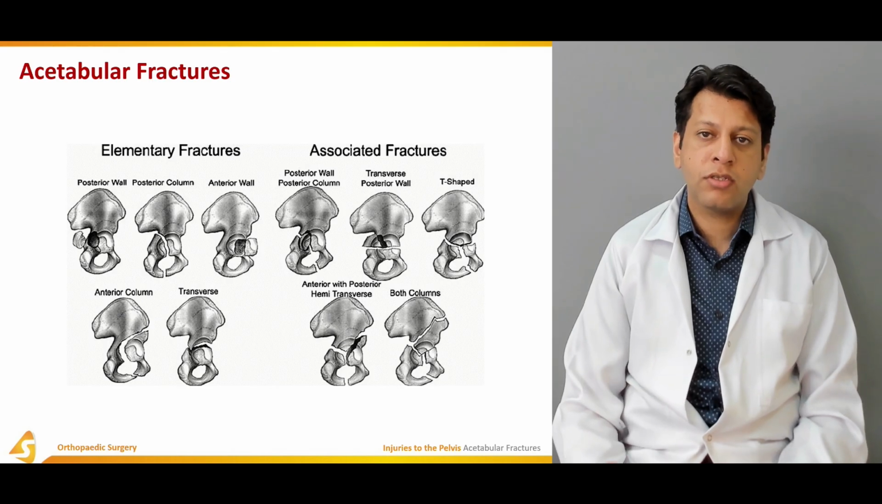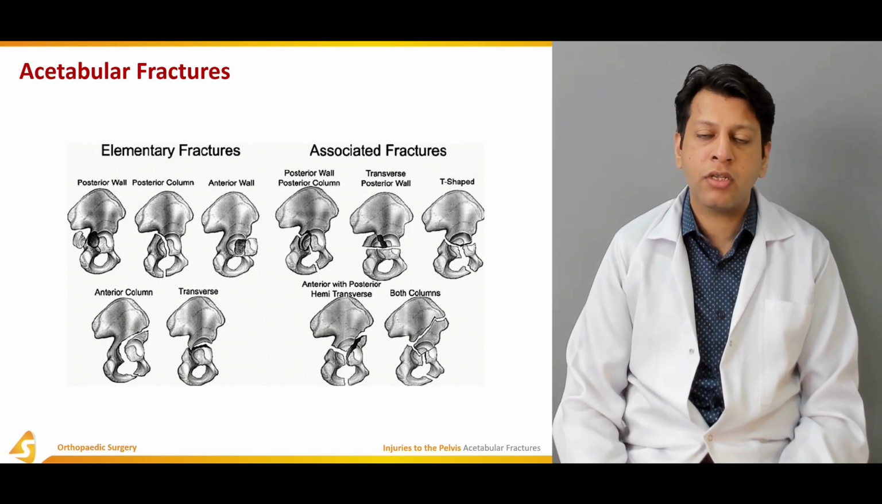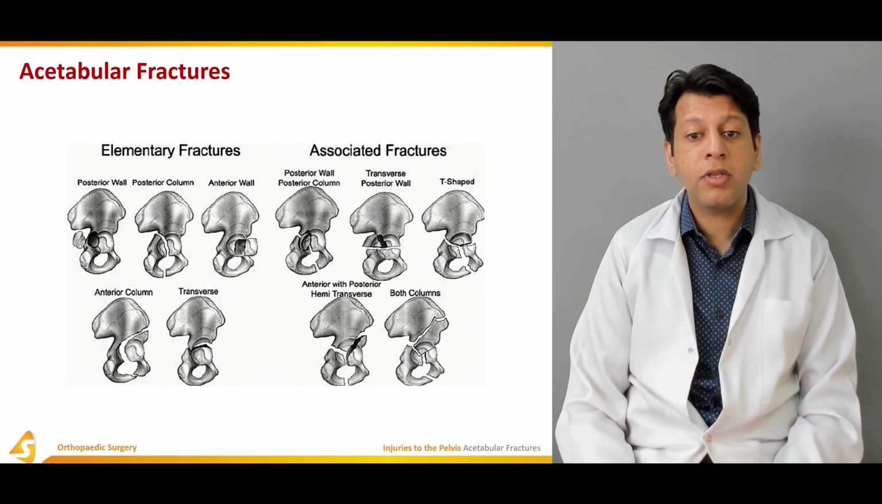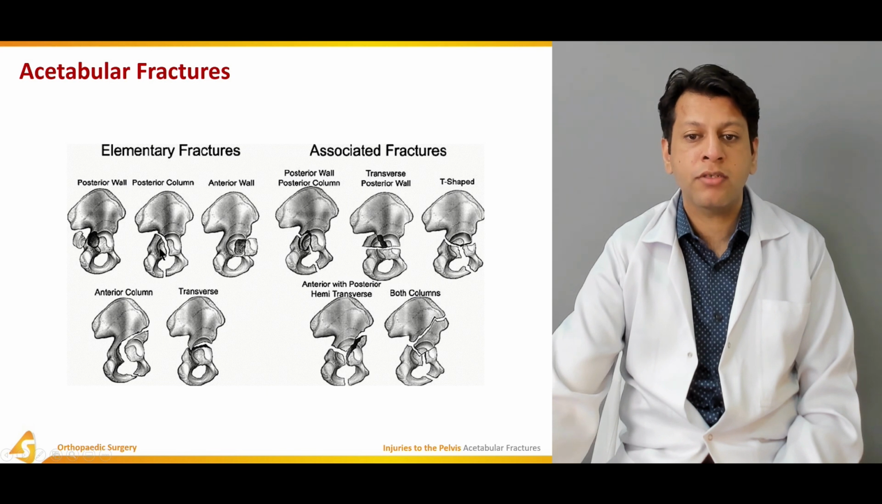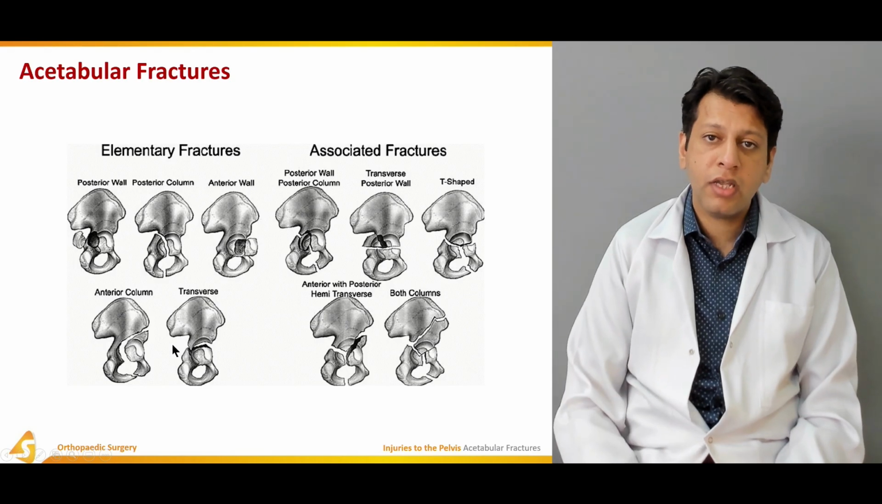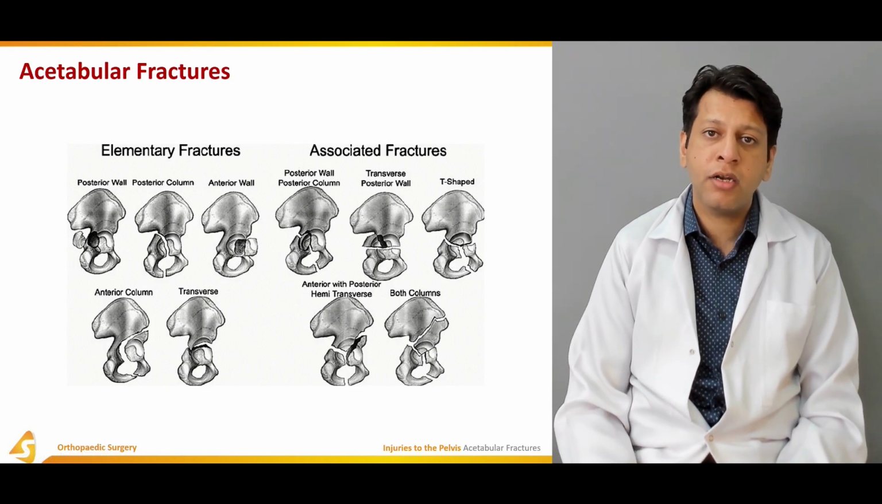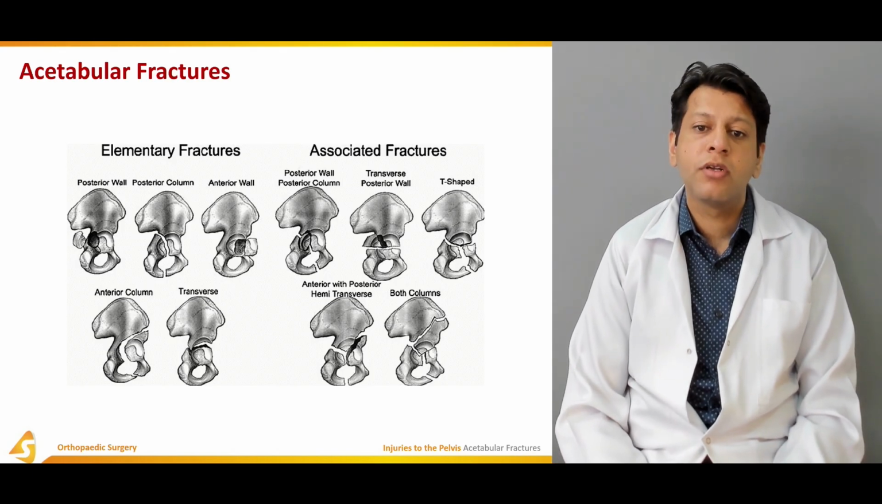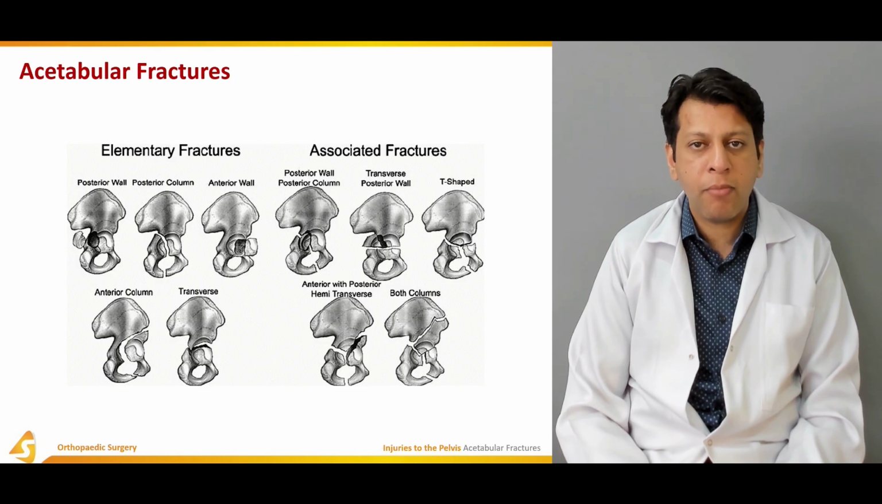As I told you, the column and wall theory is there for the acetabulum. So this could be an isolated posterior wall fracture, or an isolated posterior column fracture. Similarly, it could be an anterior wall fracture or an isolated anterior column fracture. The only elementary fracture which involves both the anterior and posterior column is the transverse fracture, in which the fracture line crosses through the acetabular roof. Now, these are all the elementary fractures.